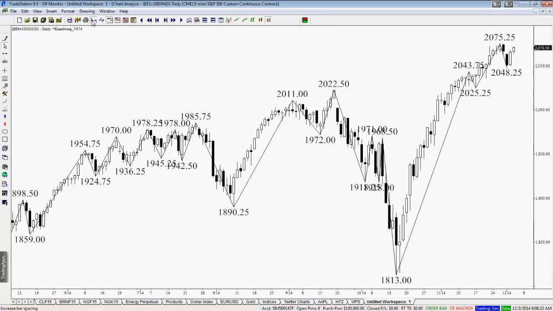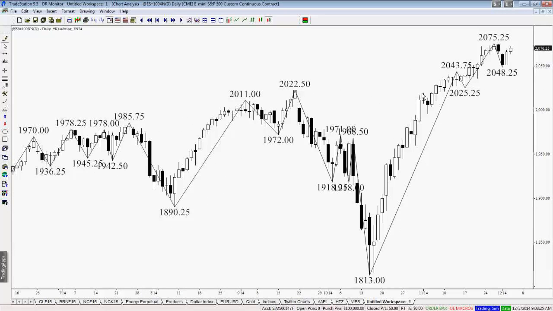It held, it moved up in a pretty rapid succession from 1813 to 2075, over about a 1 month, month and a half period of time. And it was almost a straight move up. There was really very minimal corrections on the move up. So, assessing where this 2075 swing high, there were some targets in that area.